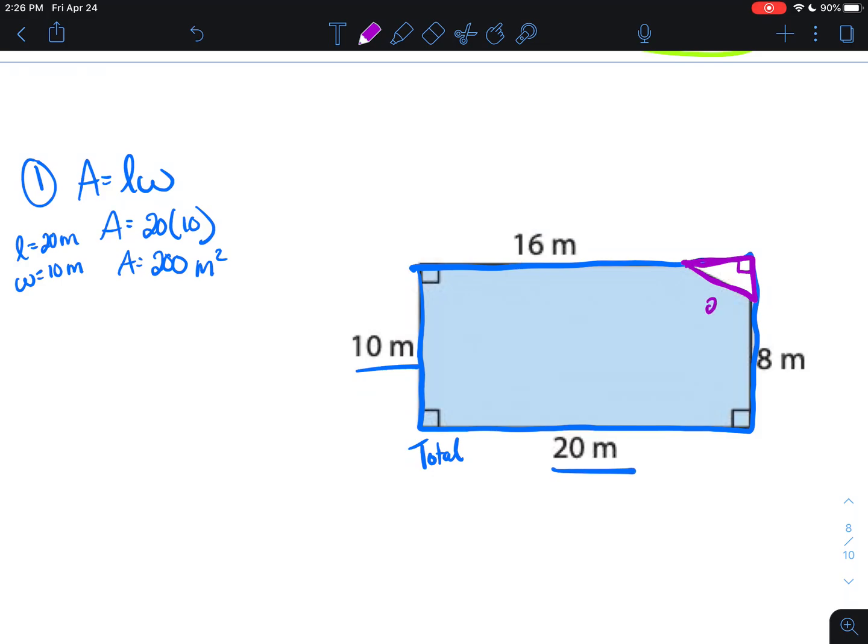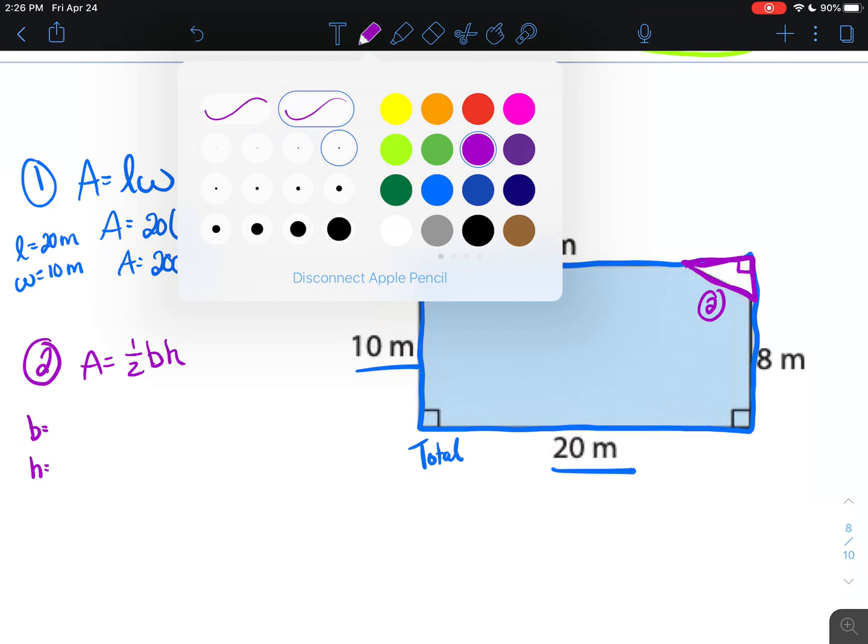So our second figure is a triangle. So if you don't know the formula, look back at the formula sheet. I know that the formula is area equals 1/2 times the base times the height. Don't forget that 1/2. Everyone always forgets it. That poor little 1/2, always forgotten. So I need to find the base and the height of this triangle, and that's actually where we have some work to do. So we're going to start with the base.